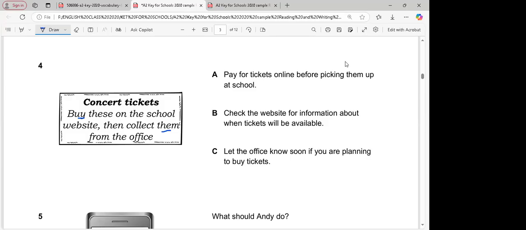Hiruti, can you read the fourth one? Concert tickets. Hiruti, I can't hear you. Are you talking?